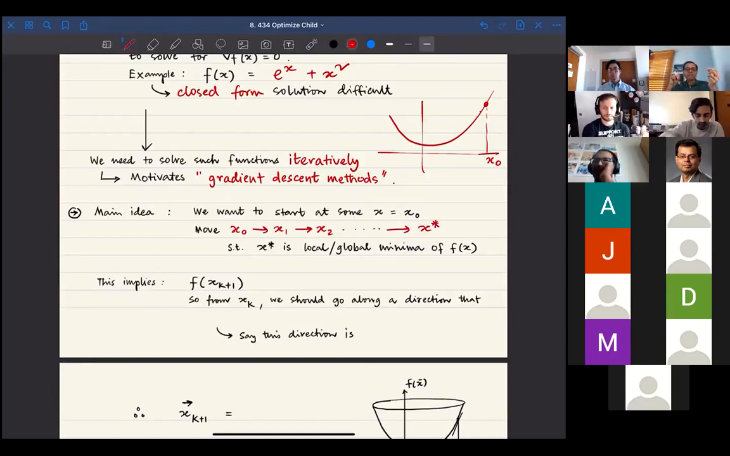I want to basically start at some random point x0. But because I want to find the minima of that function, from that random point which gives me f(x0) over here, I need to go in some direction which will take me to the f(x star), where x star is the minima. Right? And in this case, this is x star. And this value is f(x star).